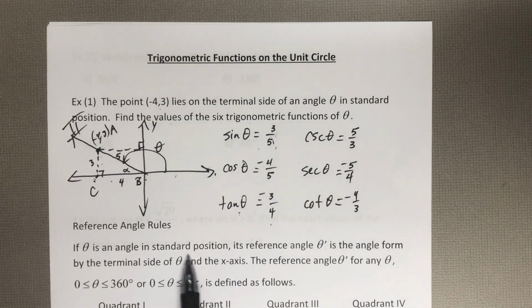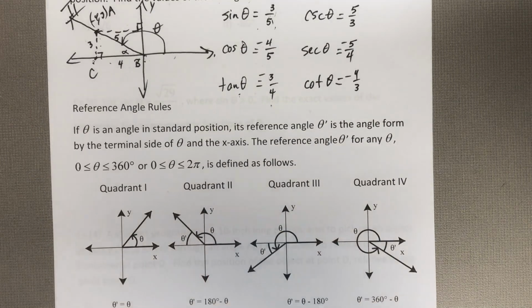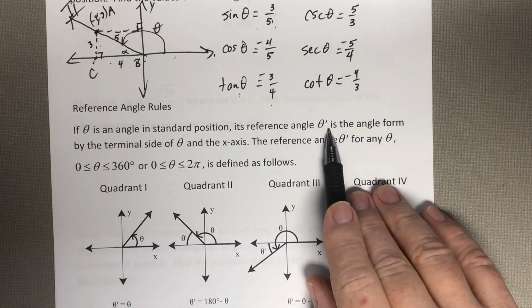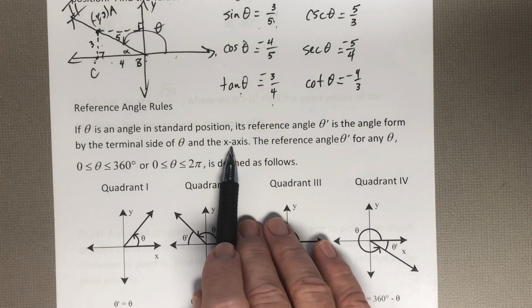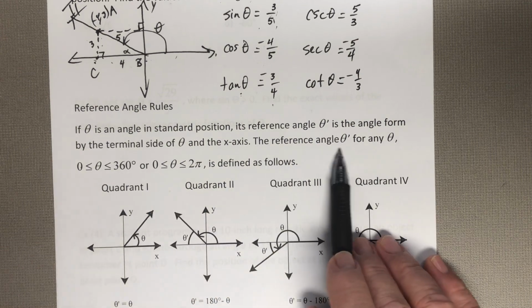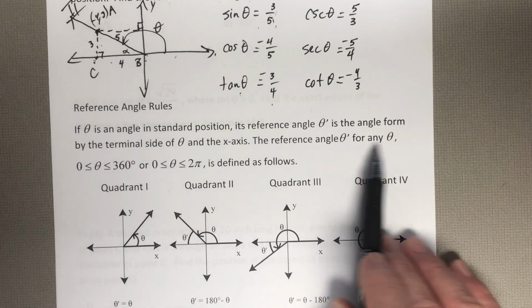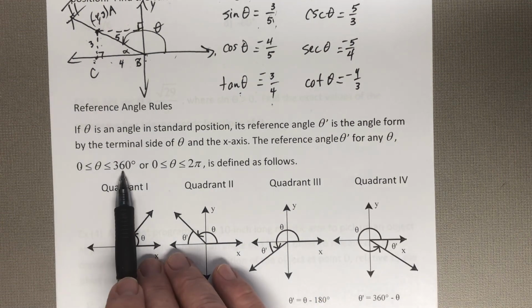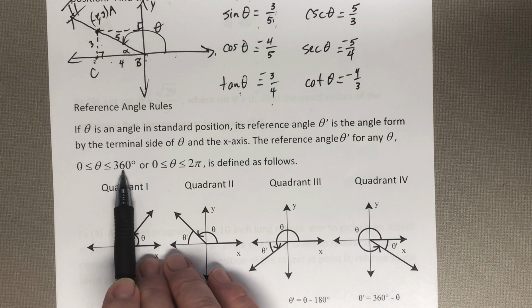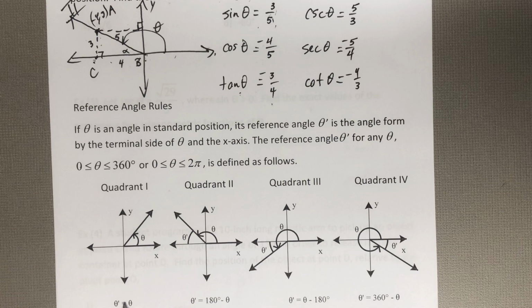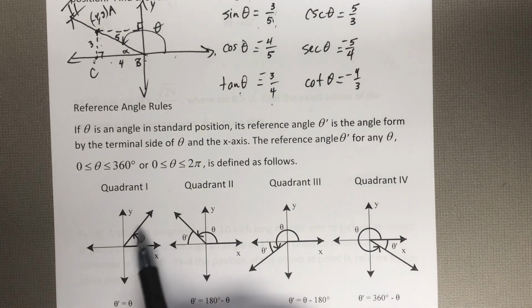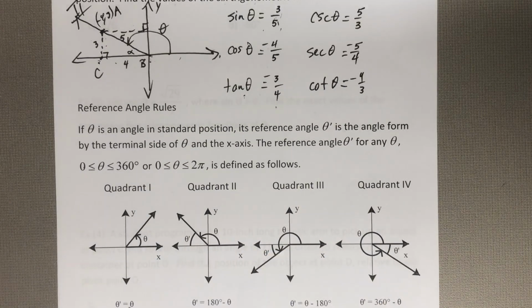If theta is an angle in standard position, its reference angle, theta prime, is the angle formed by the terminal side of theta and the x-axis. The reference angle theta prime for any theta falls between 0 and 360 if it's in degrees, or 0 and 2 pi if it's in radians. If your terminal side is in quadrant 1, then your reference angle is theta. They're equal.